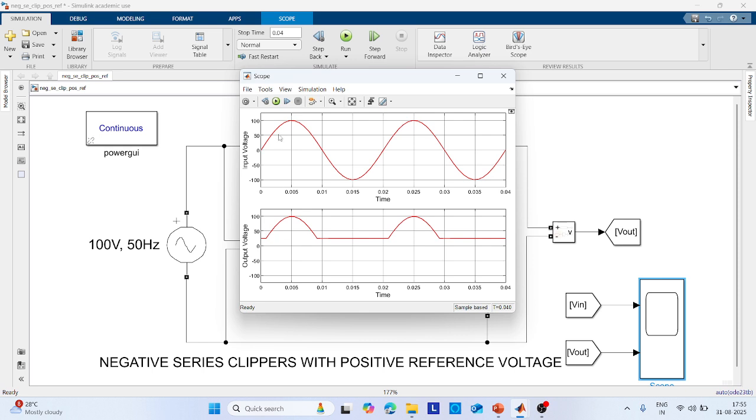Yeah, this is the output you can see. As I told you, the reference voltage is taken as 25. So 25 is there, and below 25 it is clipped off. So it's a negative series clipper circuit, and the negative voltage is clipped off.